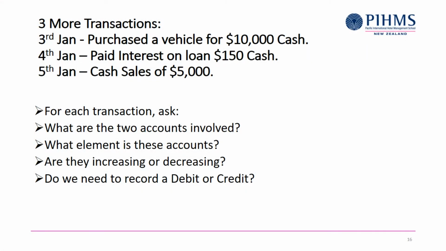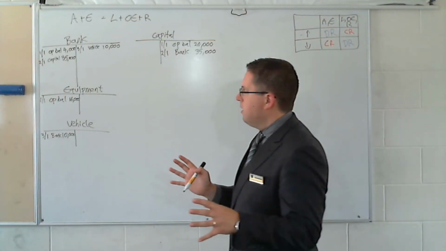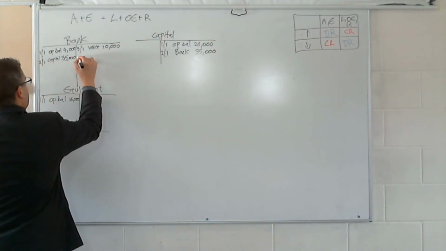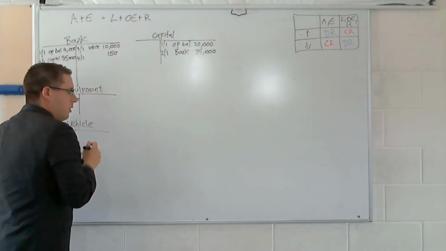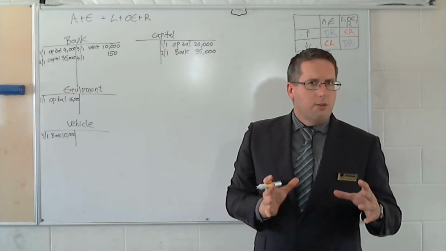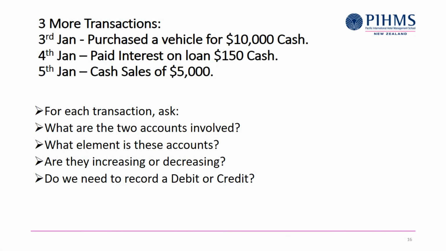Okay, 4th of January, we paid interest on a loan, $150 cash. So we paid, okay? The word paid is in there. So again, bank account is affected. So money is going to come out of the bank account, $150. Then we need to think about, well, what's the other account involved? So 4th of January, we paid interest on a loan.